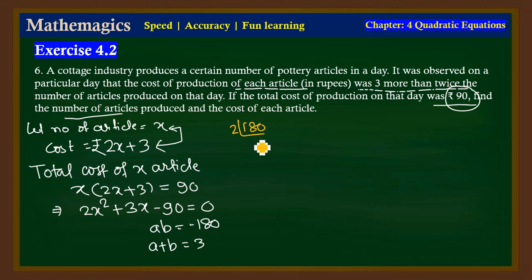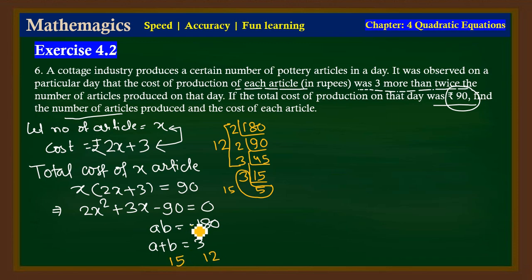2 will go, then 90. Again 2 will go, then 45. Again 3 will go, so it becomes 15. Again 3 will go, then it becomes 5. So which numbers can be taken so that the thing will be easy? Let us take by trial and error. 2 twos are 4, 4 threes are 12, and this becomes 5 threes are 15. And here a plus b is equal to 3. It means 12 and 15, if we subtract, the answer will come 3 only. So the first number is equal to 15 and the second number is equal to 12.